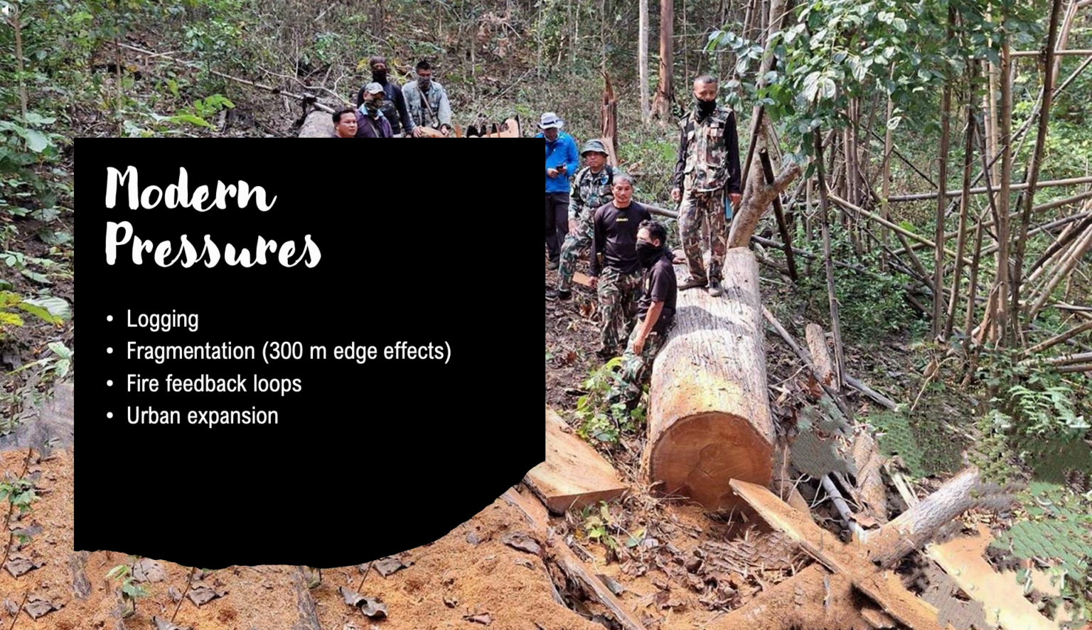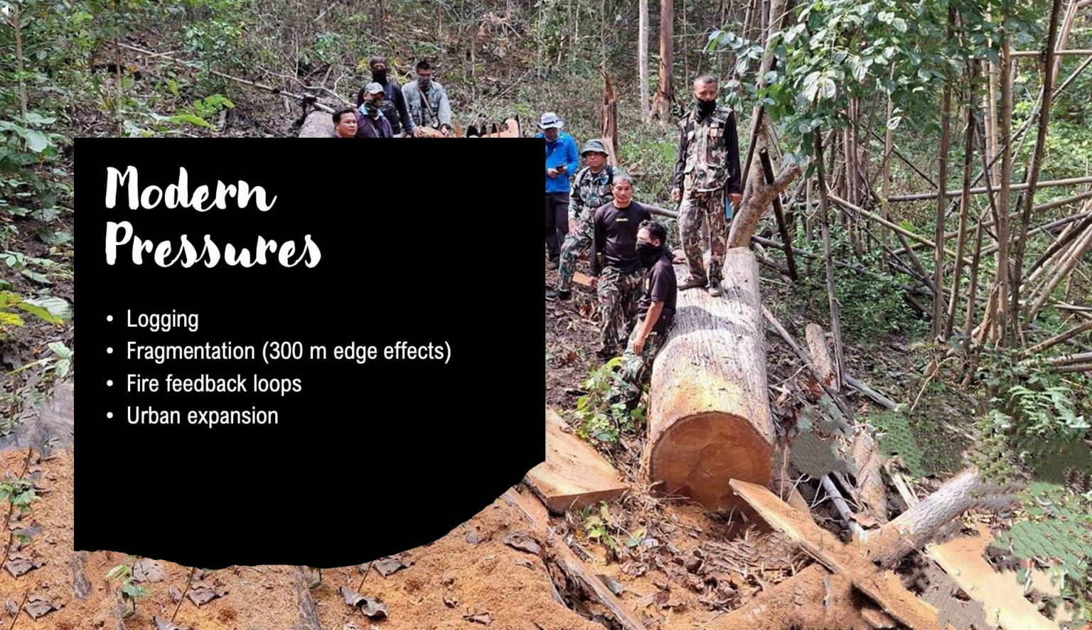The second is fragmentation. When forest is divided into patches by roads, agriculture, or development, it creates edge effects that penetrate up to 300 meters into the interior. Edge areas are warmer, drier, and windier than forest interior, and these conditions favor aggressive pioneer species, lianas, and fire over mature forest communities.